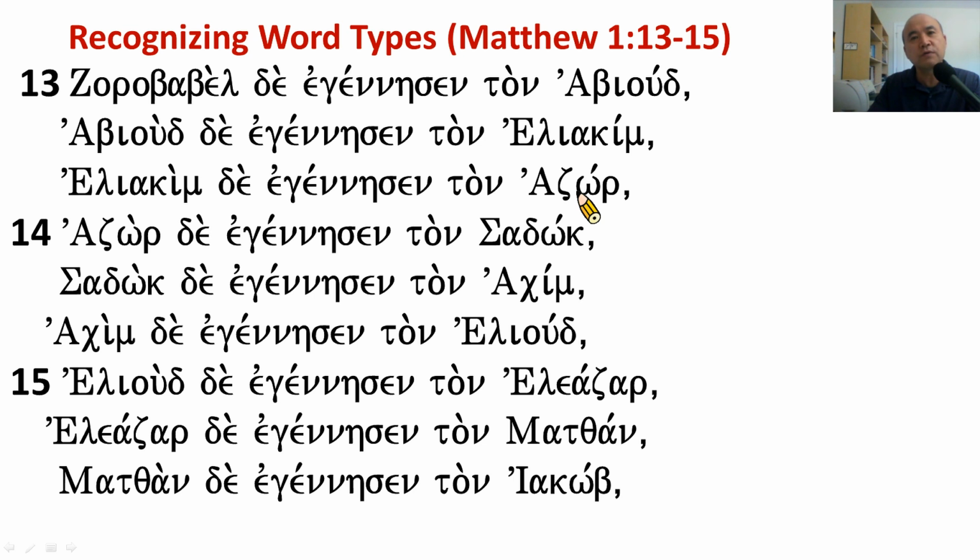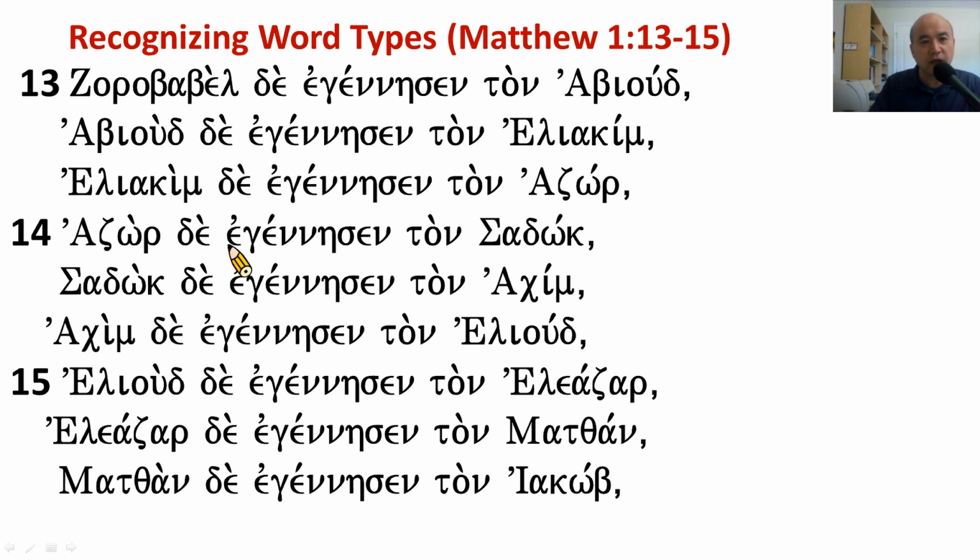Names. The noun group. How about τον, the same article. With this τον, we know the following noun is masculine, also singular, and direct object. Do you see this non-inflectional word group? De is a conjunction. Egennesen is a verb, so we understand this. Again, Zorobabel de egennesen ton Abiud, Abiud de egennesen ton Eliakim, Eliakim de egennesen ton Azor.